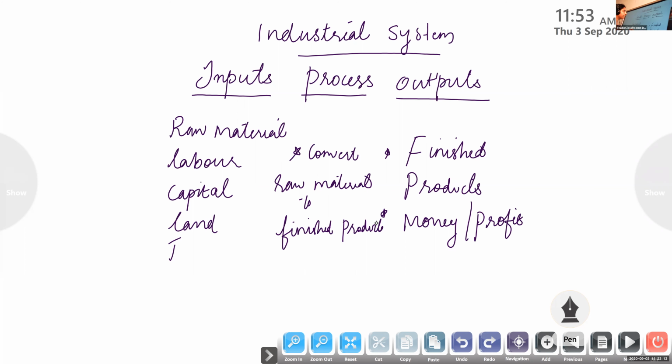Clear? Yes, the industrial system is clear. Industrial system consists of input, process, and output. Input means raw materials, labor, capital, land, transport. All these are the inputs of the industrial system. Process means different activities that help to convert raw material to a finished product. Those activities come under process or operation, right? Output is finished products and profit, money, as the output of the industrial system. Clear? Yes, ma'am.